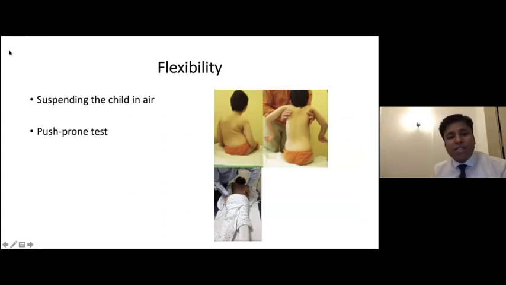Another way to test for flexibility is the push-prone test. You place your arm over the rib hump and do a counter by placing your other hand on the iliac crest. And if you can correct the deformity, then this is a flexible curve.